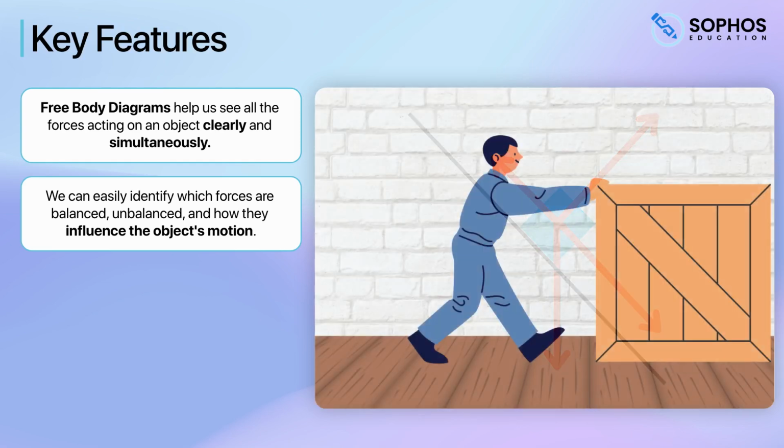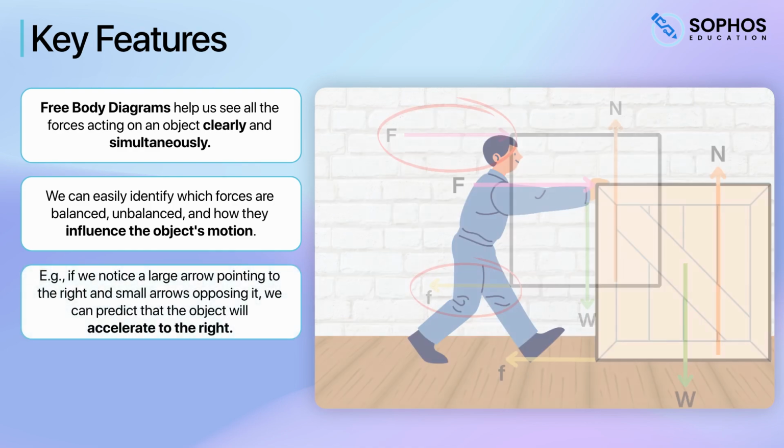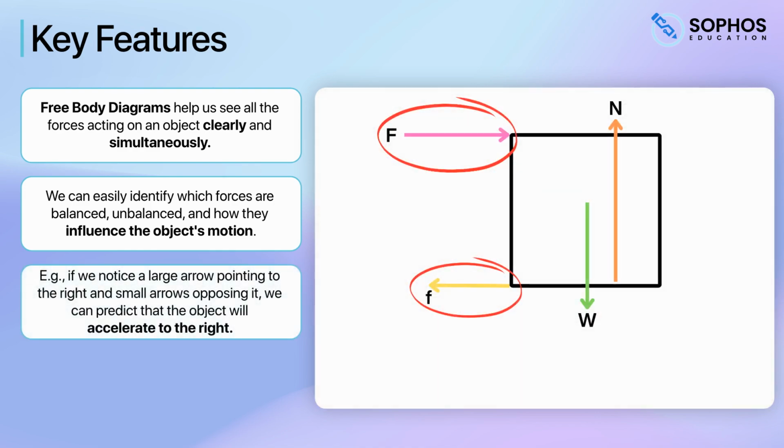Imagine someone pushing a heavy box along the floor. By visualizing this as a free body diagram, we can gain a better understanding of what forces are acting on the object and which direction it will move in. Additionally, by visualizing the forces, we can infer how the object's motion will change. For instance, if we notice a large arrow pointing to the right and small arrows opposing it, we can predict that the object will accelerate to the right.